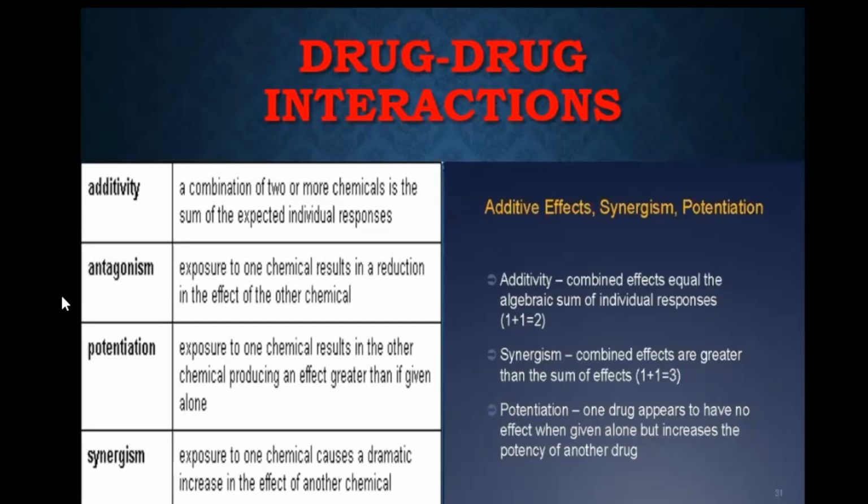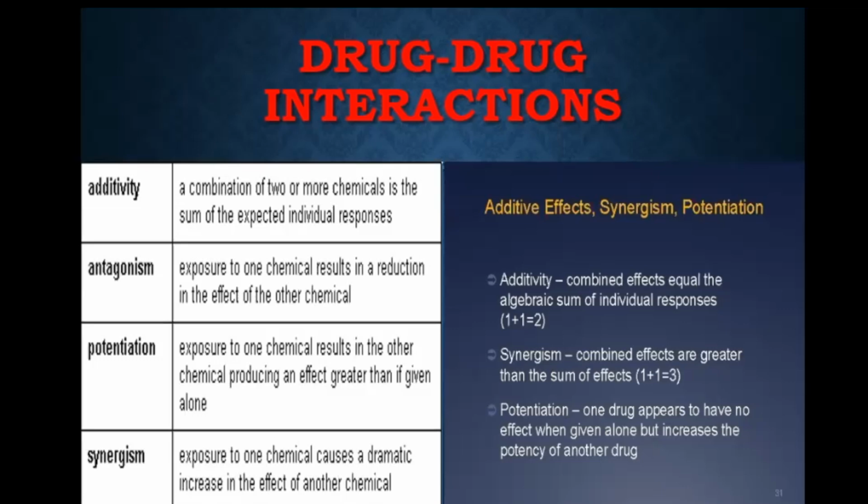Okay, next. We talk about potentiation. Potentiation is when one drug appears to have no effect when given alone, but increases the potency of another drug. Exposure to one chemical results in the other chemical producing an effect greater than when given alone. One drug, if you give it alone, can only produce 70%. But if you give it in combination with another drug, this can bring about 100% of the pharmacological effect.